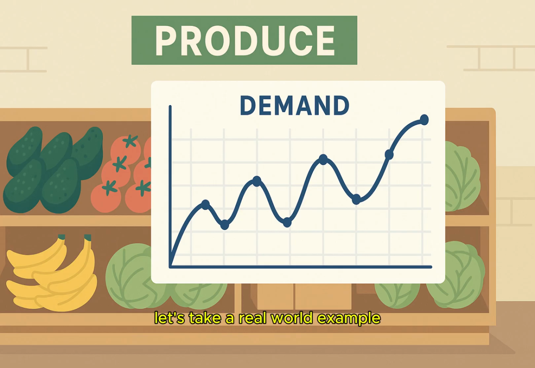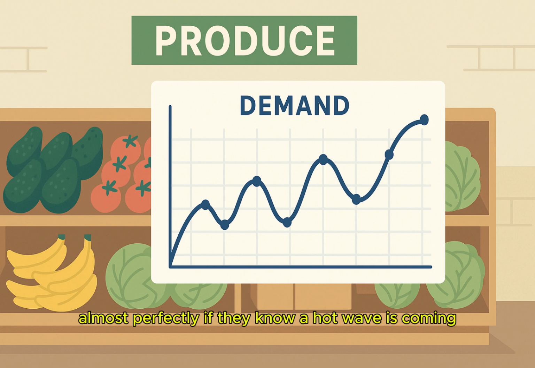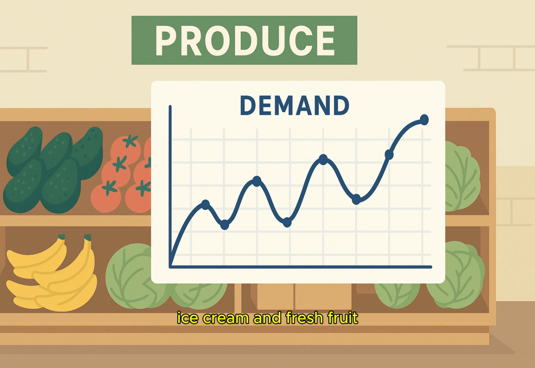Let's take a real-world example. Imagine a grocery chain planning weekly orders for fresh produce. By analyzing past sales, weather forecasts, and local event schedules, they can fine-tune their orders to match demand almost perfectly. If they know a hot wave is coming, they might increase orders for bottled water, ice cream, and fresh fruit. This not only keeps customers satisfied, but also reduces waste from unsold goods.